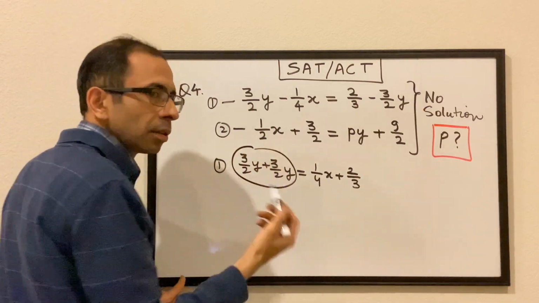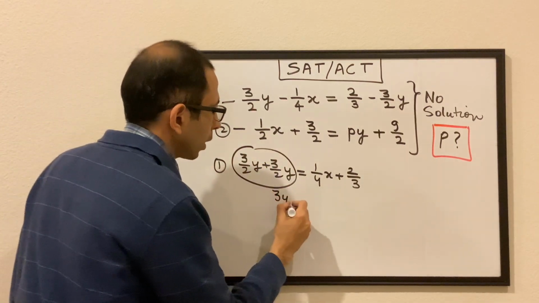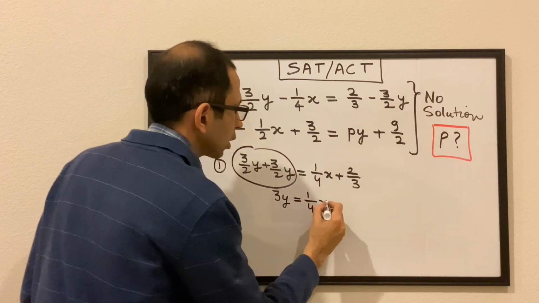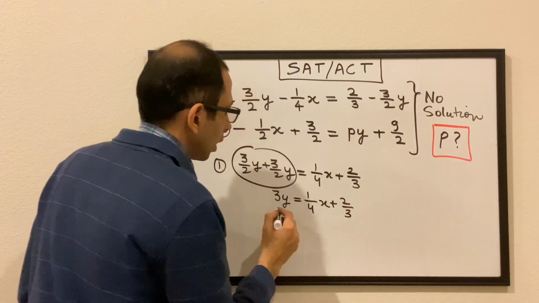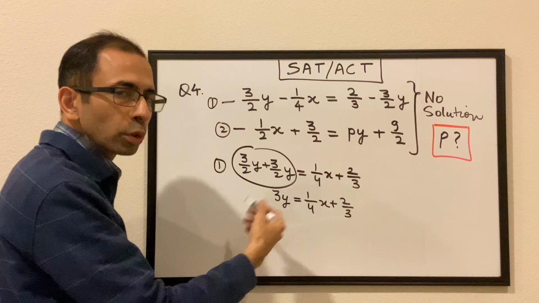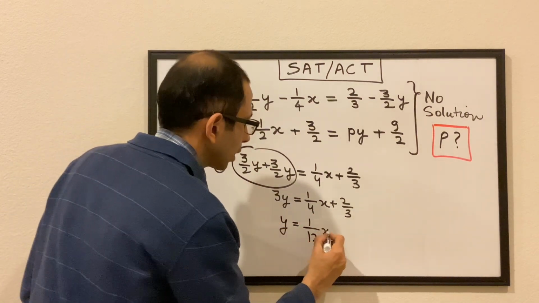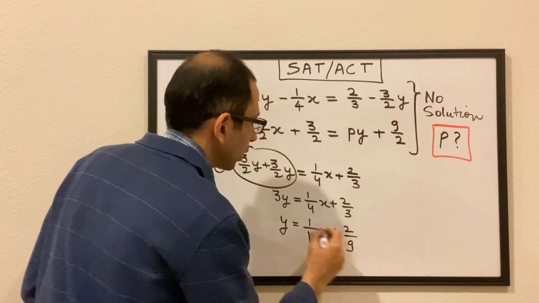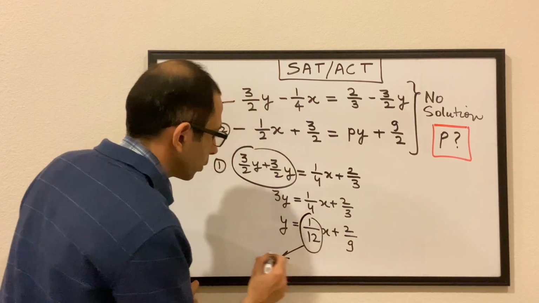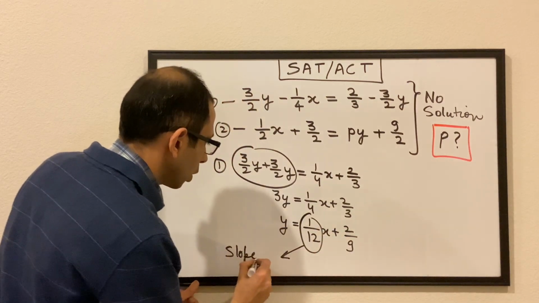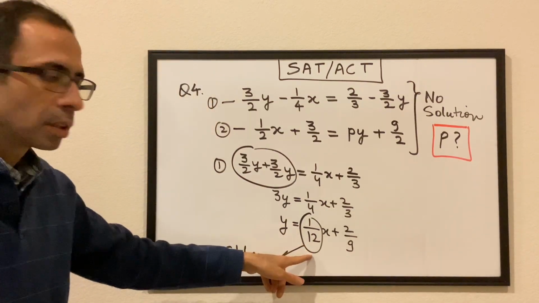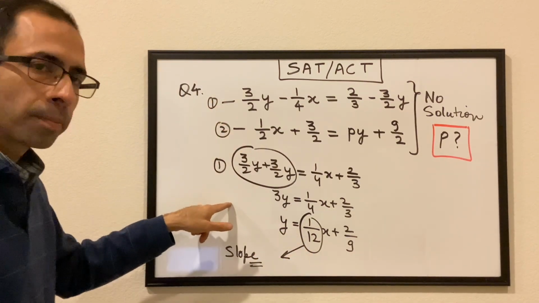This is nothing but 3y. So 3y is equal to 1 over 4x plus 2 over 3. And then you divide both sides by 3. So you get y is equal to 1 over 12x plus 2 over 9. So this is the slope. So 1 over 12 is the slope of the first line, right?